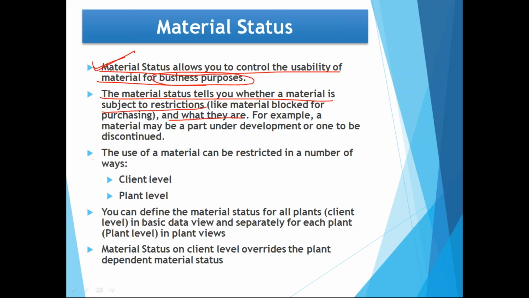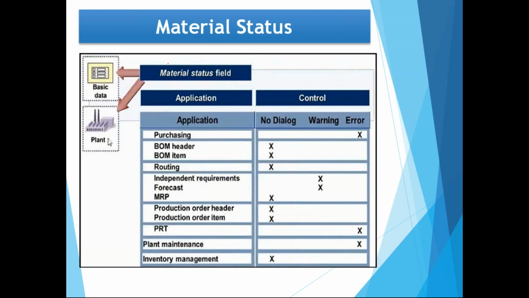Okay, so material status can be restricted in two ways. One is at client level, one is at plant level. If you maintain it at client level, it will be applicable for all the plants where that material is used. If you maintain the plant level material status, it will be applicable only to that particular plant. Now, in the material status field, you can enter it in basic data 1 if it is a client level one, and if you want to maintain it at plant level, you maintain it in the plant level MRP view, MRP 1.